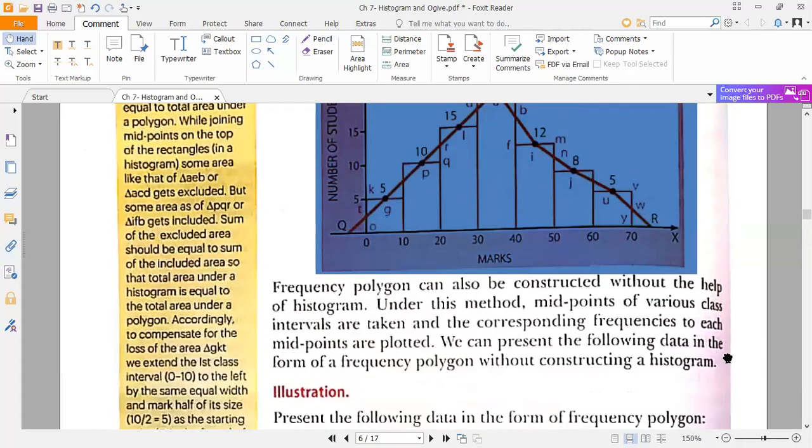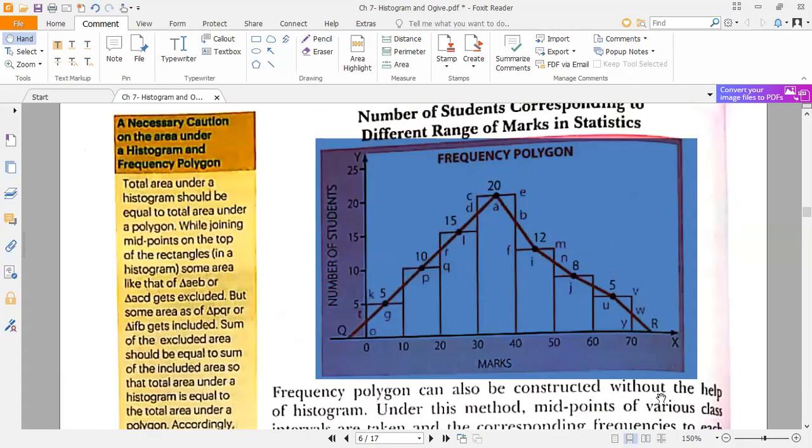Now there is one thing. The area of rectangles of the histogram is equal to the area of the polygon. I repeat, the area of rectangles of the histogram is equal to the area under the polygon. Is it true or false? With this we need to discuss. Just think over it. You have got a diagram in front of you. The area under the rectangles of the histogram and the area under the polygon is exactly the same. This is what we need to discuss. Think and answer me.